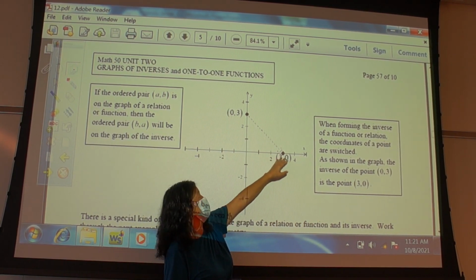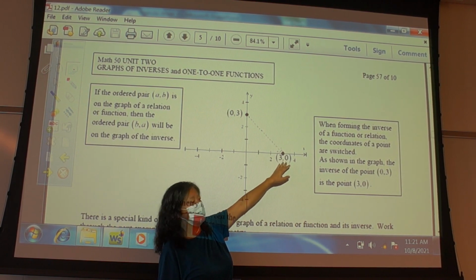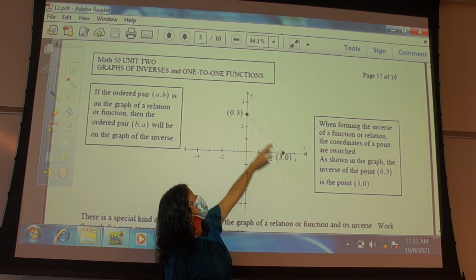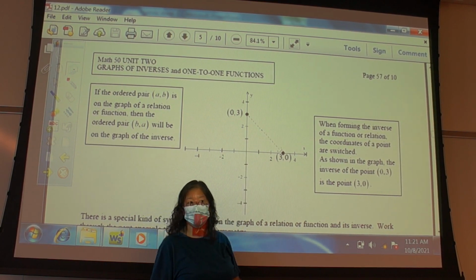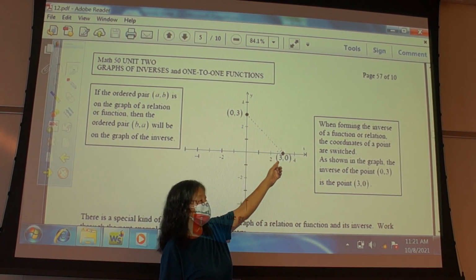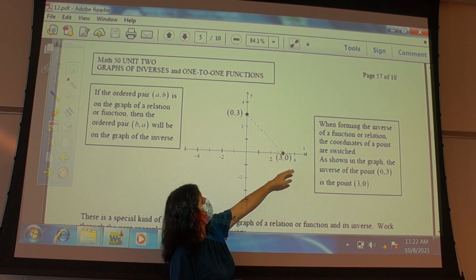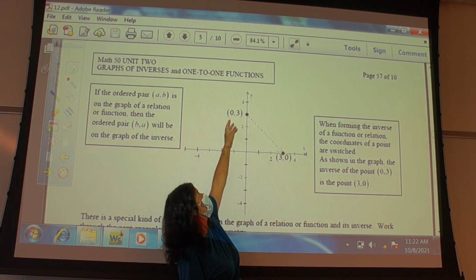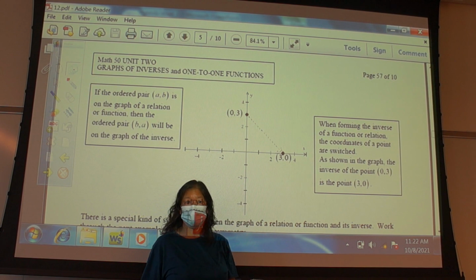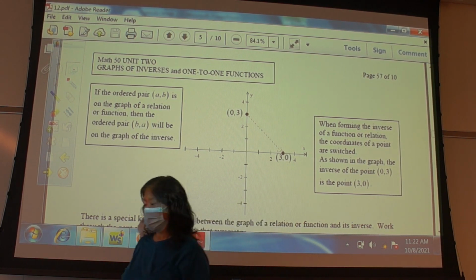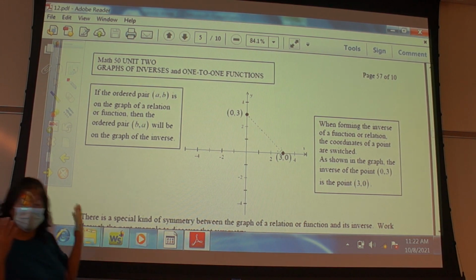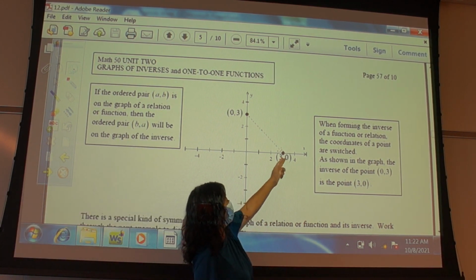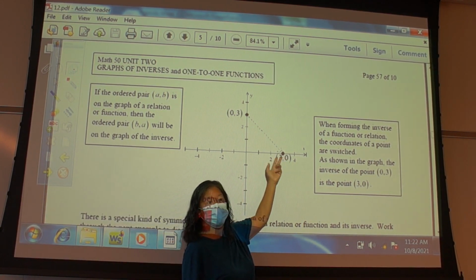This is from the function take x and subtract 3. This is from the function take x and add 3. They undo each other. So if I started with 3, this one would give me 0, and then if I put it into the inverse, I get back to 3, which is what you expect. The reason for that is the x's and the y's should swap. They should undo each other.